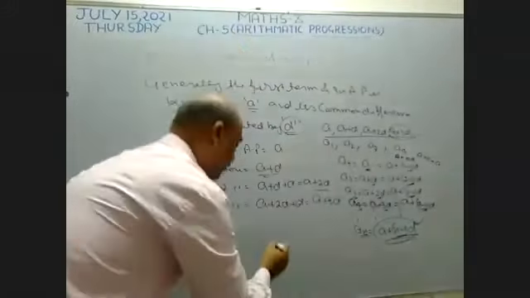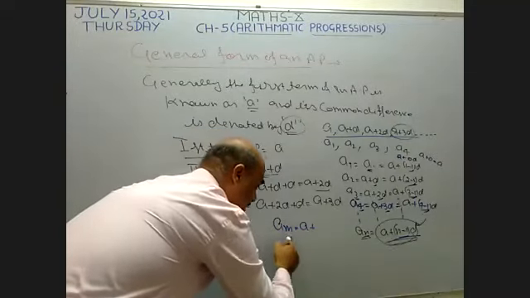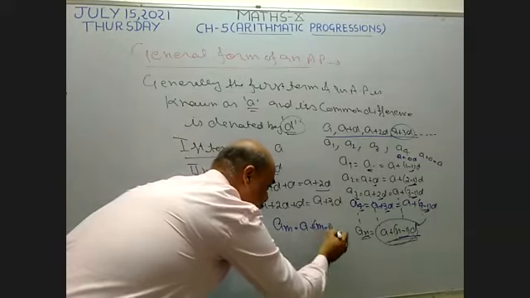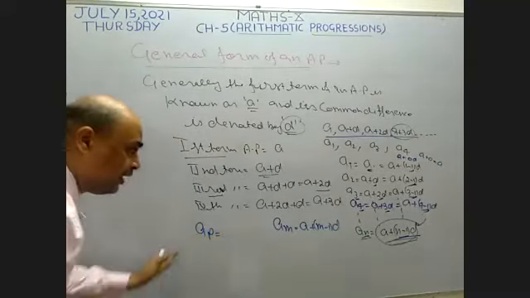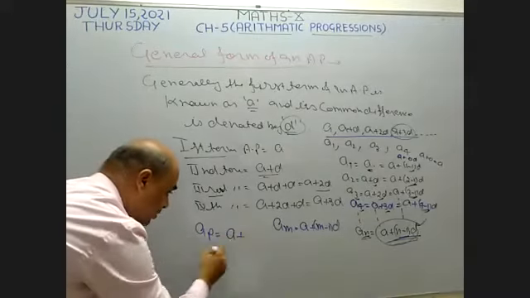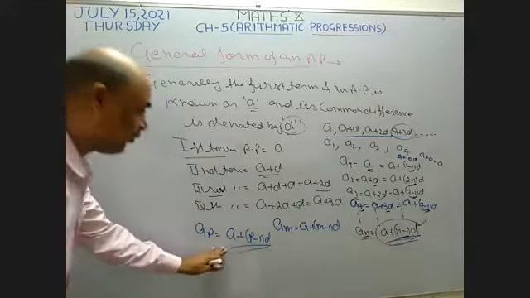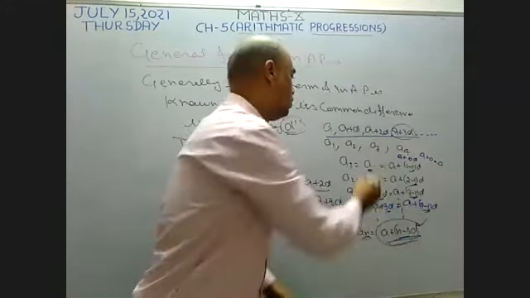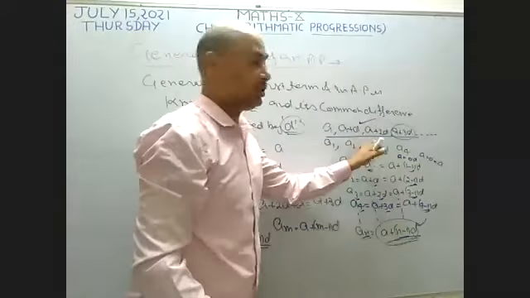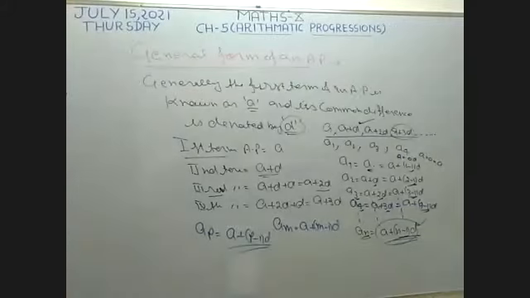In this way, if we can find the value of the mth term also. So the mth term can be written as A plus (m minus 1) into D. In the same way, the pth term of an AP can be written as A plus (p minus 1) into D. This is the pth term of an AP, this is the mth term of an AP, this is the nth term of an AP, by using the general term of an AP. I hope it is clear to all.